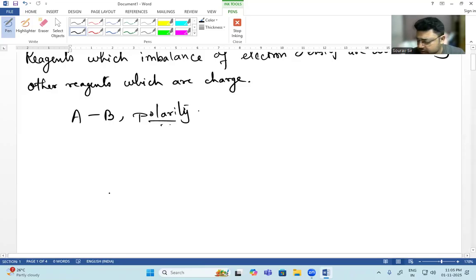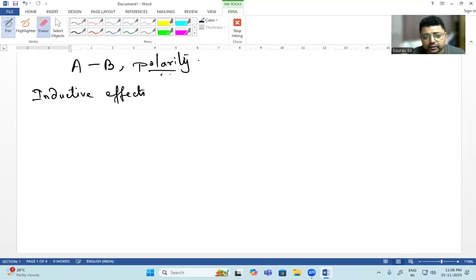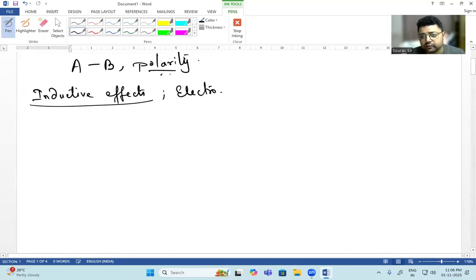Now, the first factor which influences reactivity is the inductive effect. We will discuss these effects in detail. Then we will go for another effect, which is known as the electromeric effect. The third one is the resonance effect.